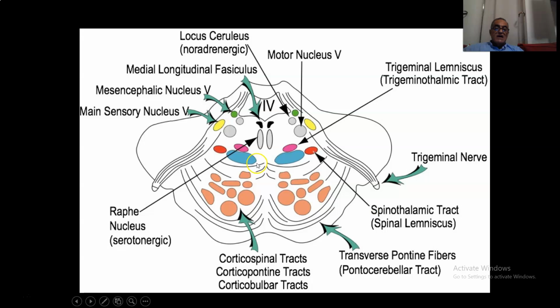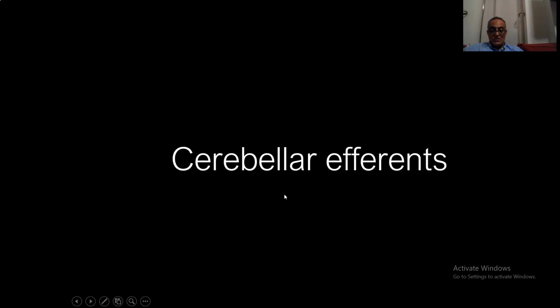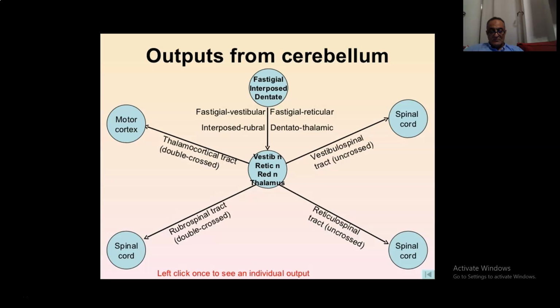So this is a transverse section of the pons, and here you can see the pontine nuclei. Actually, they are not true nuclei; they are the pyramidal tracts. They are coming from the cerebral peduncle and going to form the pyramid. So we call them the pontine fibers, they form the middle cerebellar peduncle or transverse pontine fibers.